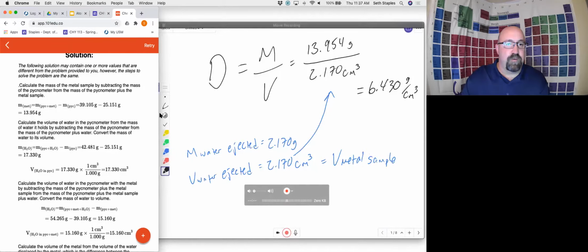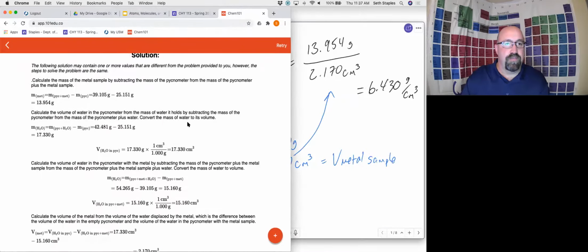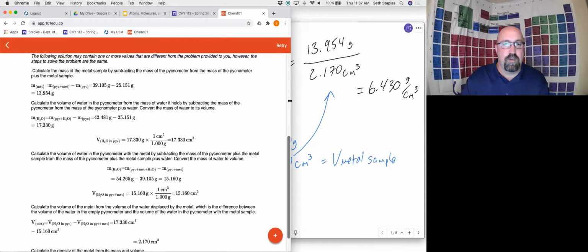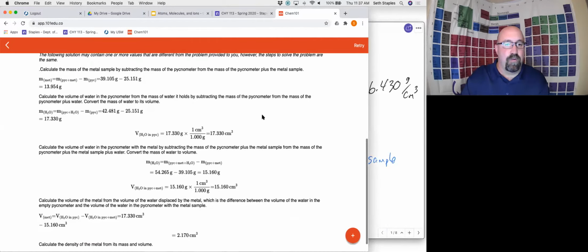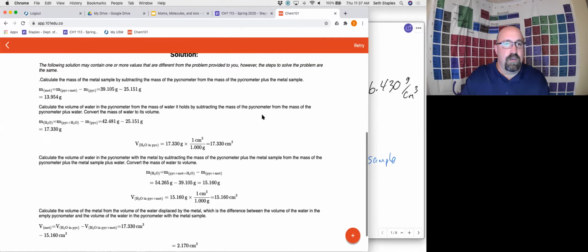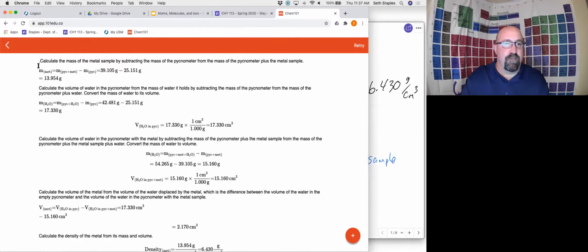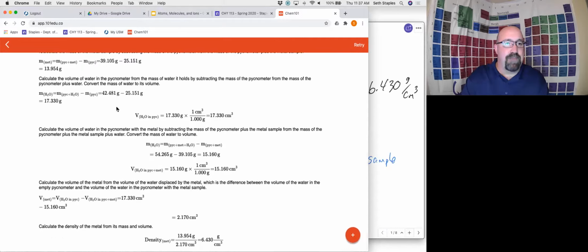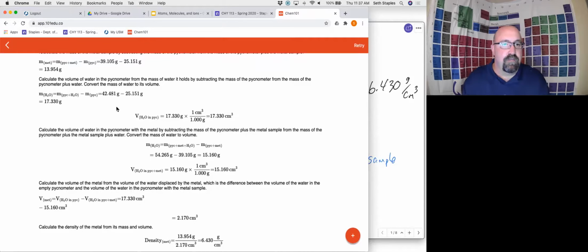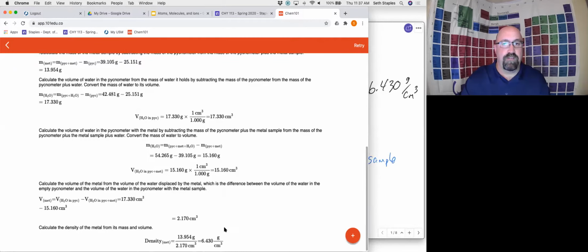And here we can see their solution. I'll blow this up so you can pause the video if you want and read through their solution here. Same exact thing that I just went through. It's just that some of the values are going to be different. First, they calculate the mass of the metal sample by subtracting the pycnometer from the pycnometer plus the metal. There's our 13.954. There's our mass of the metal. And then they walk through the same basic process that I did, finding the different volumes and the different masses and the mass of the water ejected to eventually get to our 6.430.